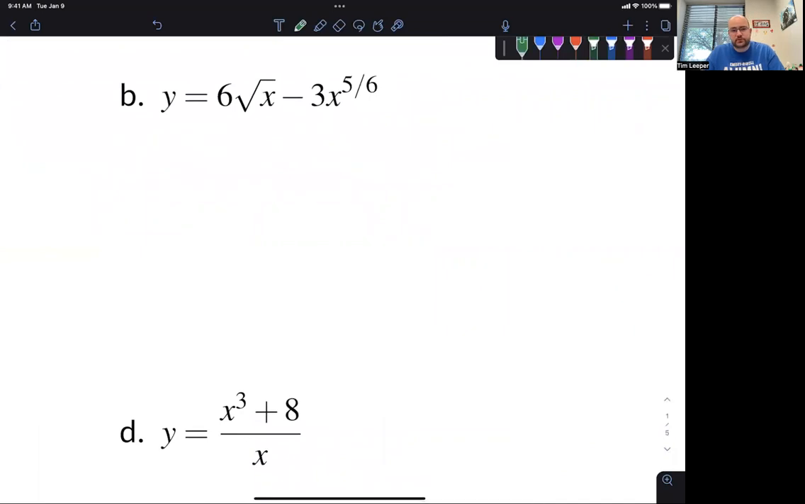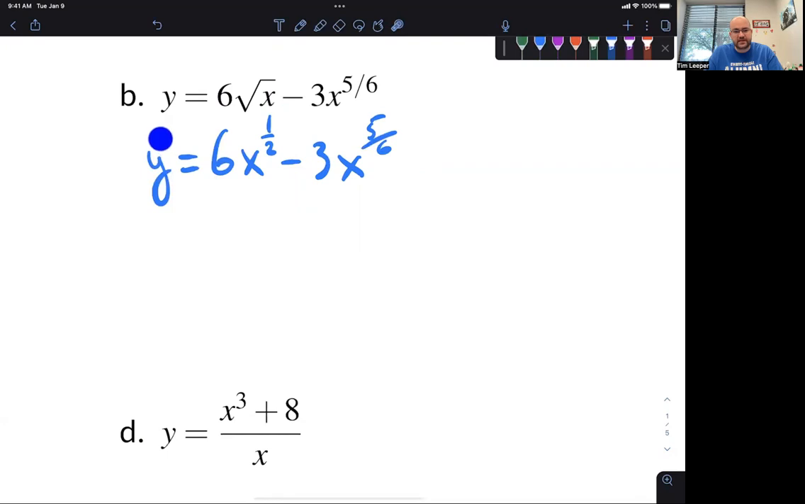For B, we have y equals 6 square root of x minus 3 x to the 5/6 power. Now, notice that we actually want to rewrite this before we do anything because the square root of x is not what we want to use. Instead, we're going to say that y is equal to 6, and again, instead of the square root of x, it's x to the 1/2 power, and then minus 3, and then x to the 5/6 power. Good. And notice that I labeled this as y because I'm not taking the derivative yet.